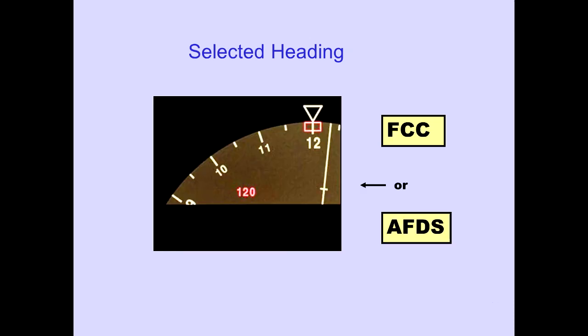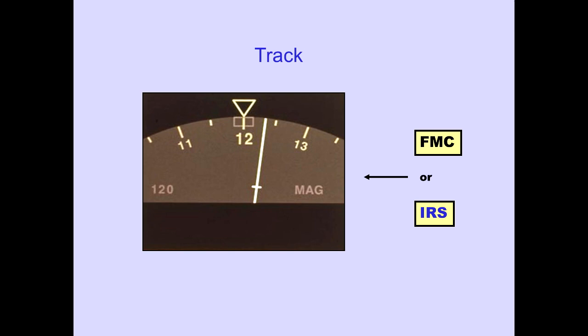The selected heading is displayed digitally. It is also indicated by the double box below the arc. The selected flight control computer or autopilot flight director system provides this information. Track is displayed as a solid white line. The Flight Management Computer or IRS provides this information.